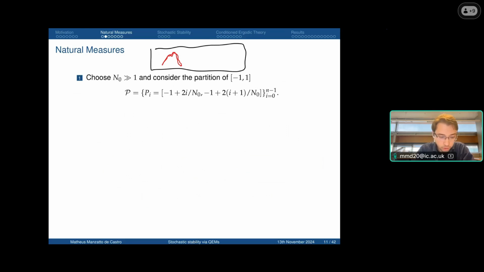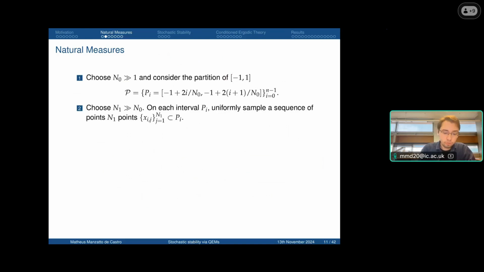And they would like to detect what this measure is. So what they do is define this notion of natural measure, which doesn't really have a formal definition. What they have is a procedure to obtain this natural measure, which goes more or less in the following way. Bear in mind that this is not the unique way. There are a lot of algorithms to compute this measure, but they are all more or less like this, and that's how I will describe it. You take your state space, which in this case is [-1, 1], and you choose some n0 which is big, and you partition your state space into n0 components, which I have written here.